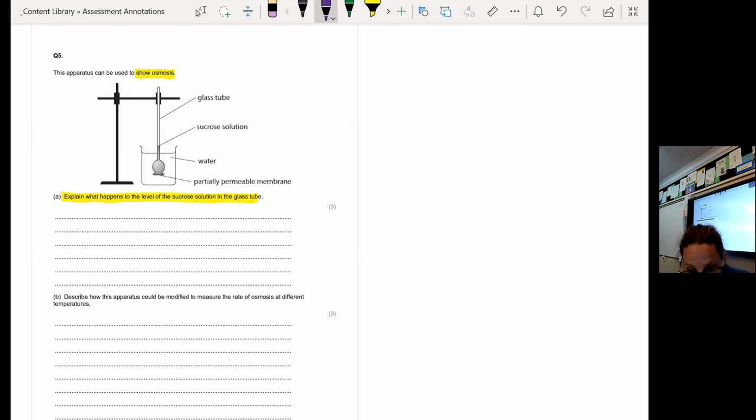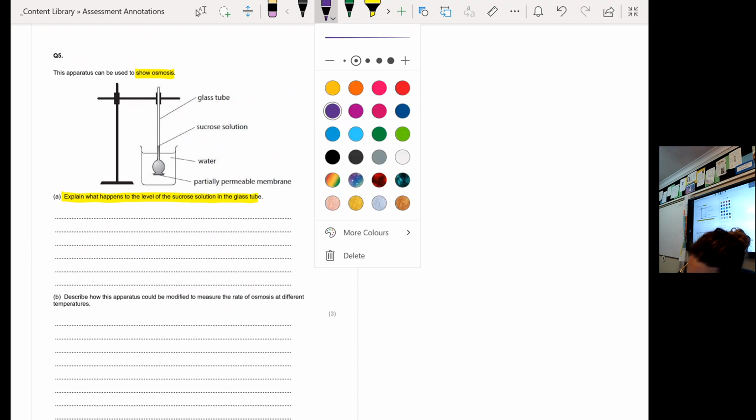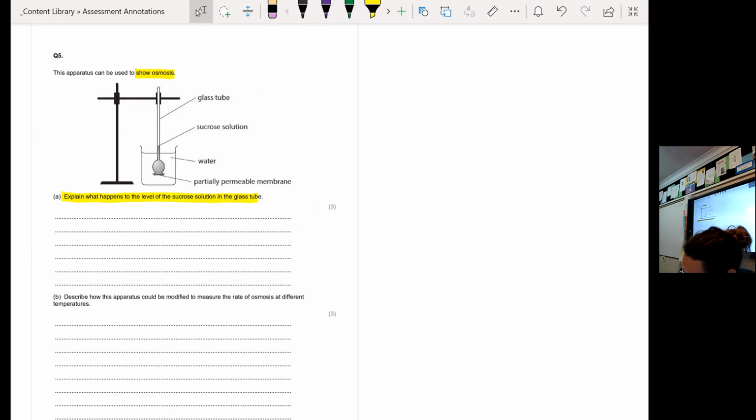So you need to tell me what's going to happen, first of all, and then you need to tell me why. Now, you only get 1 mark for telling me what's going to happen, but then the other 2 marks come from why. Okay. Now the first thing that I'm going to do is I am going to say that my water is going to be 100% water. There's no sucrose in it whatsoever.